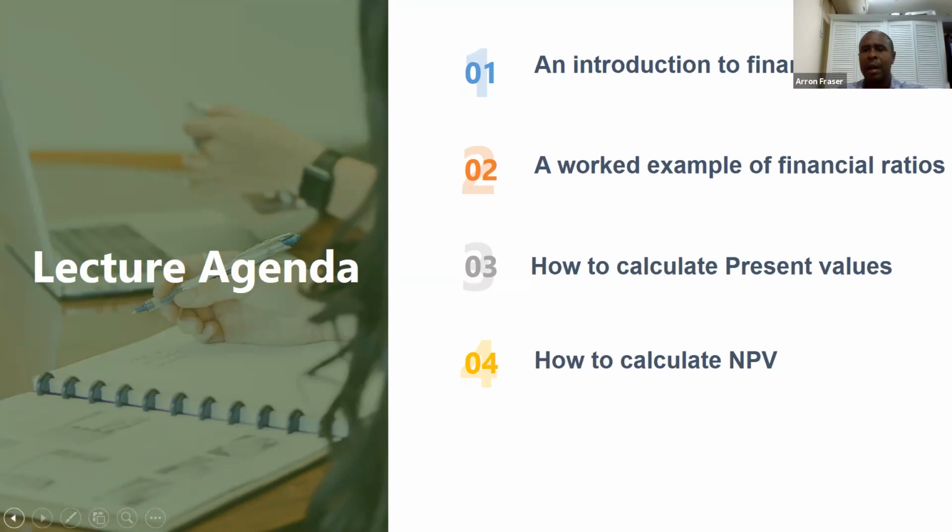Then we'll work through an example of financial ratios, touching on every class or categorization of the financial ratios. Then we'll learn how to calculate net present value, and then we'll work through an example.